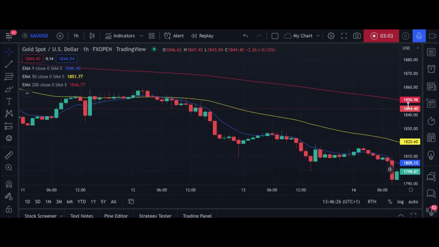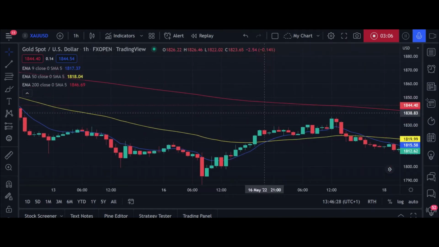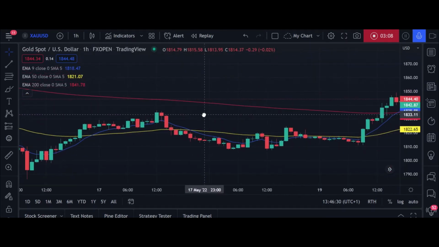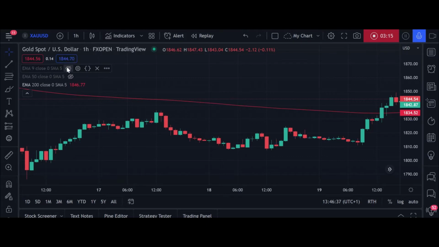We can use these moving averages in many ways to help us in our trading. A very quick plan which is widely used by many traders is the 200 moving average. Traders use the 200 moving average to form a trading decision.